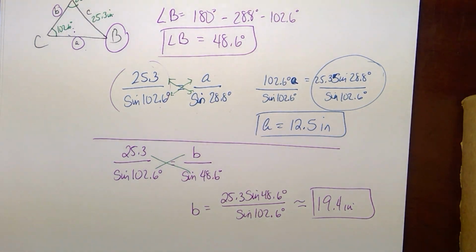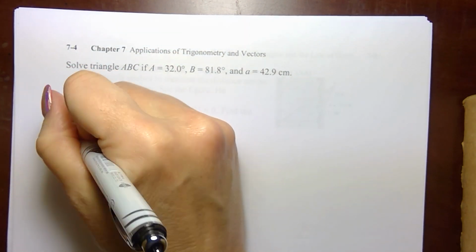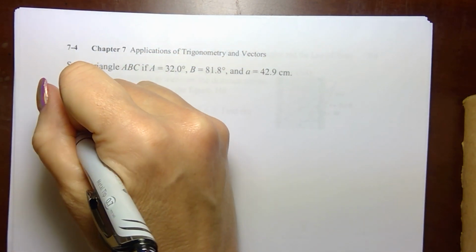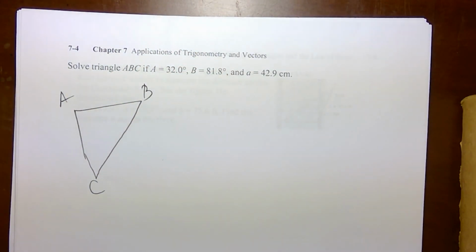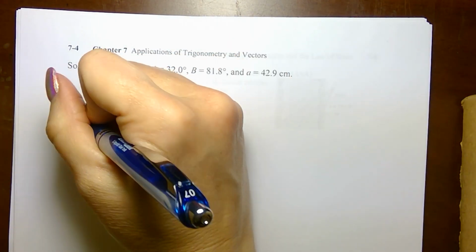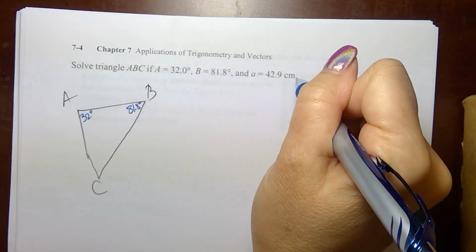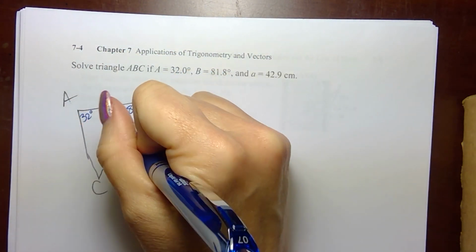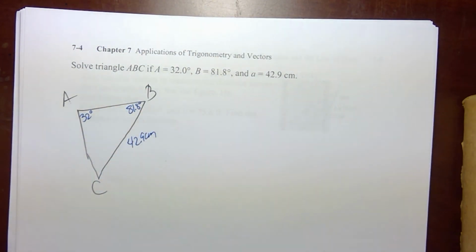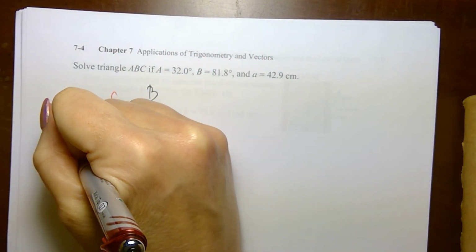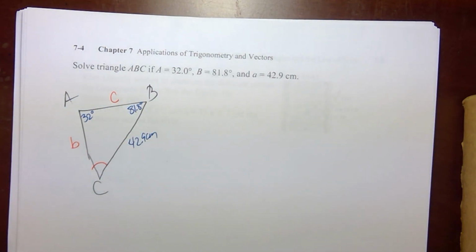Okay, we've got several more examples of these where I'm solving using the law of sines. Remember that the very first thing you do every single time is to sketch your triangle. It doesn't matter what your triangle looks like, or where you start labeling A, B, C. Make sure that you label correctly though. I'm given angle A is 32 degrees, angle B is 81.8 degrees, and side A, which has to be opposite angle A, is 42.9 centimeters. I need to solve for side C, side B, and angle C.